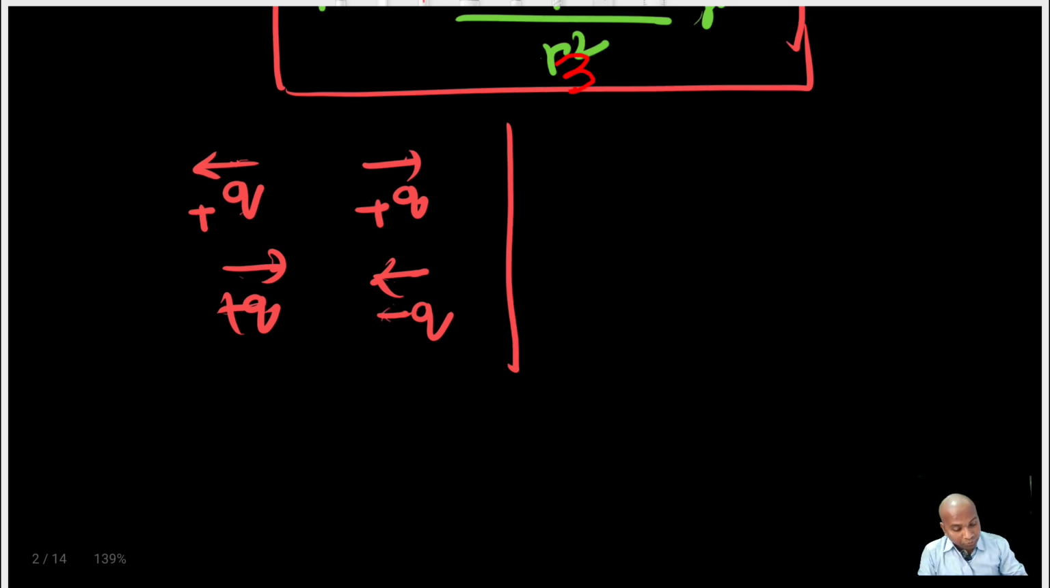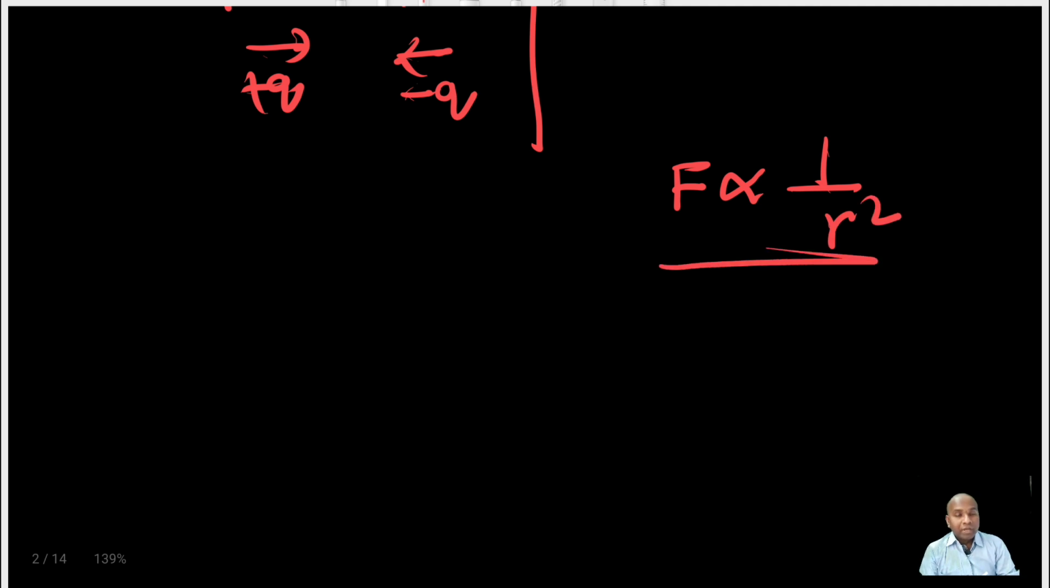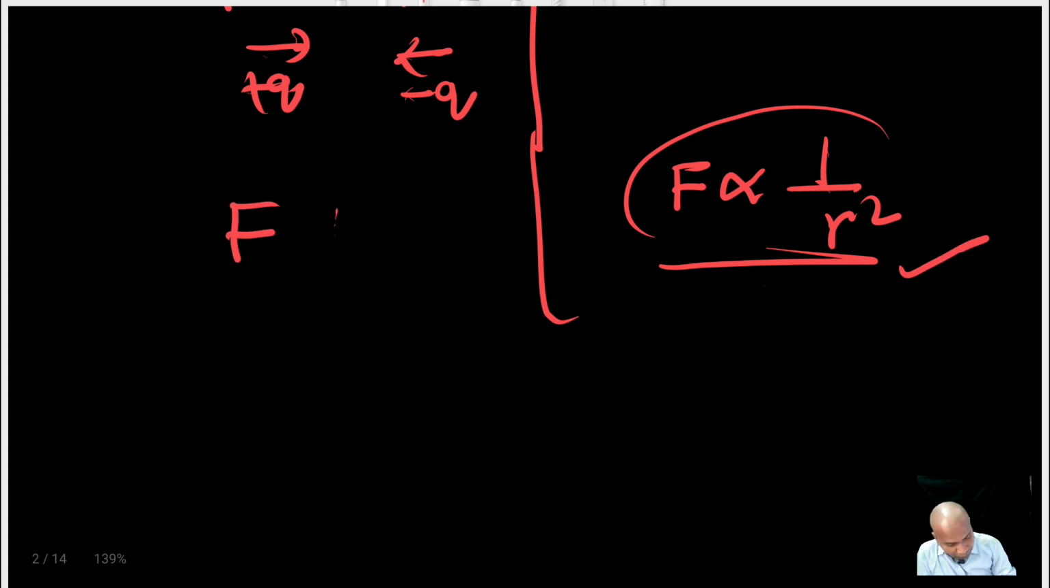And we have to know that in the gravitational formula, F is inversely proportional to the square of the distance between these two masses. Similarly, the Coulomb force, the electrostatic force, also follows the inverse square law. So both the gravitational force and the electrostatic force follow the inverse square law.